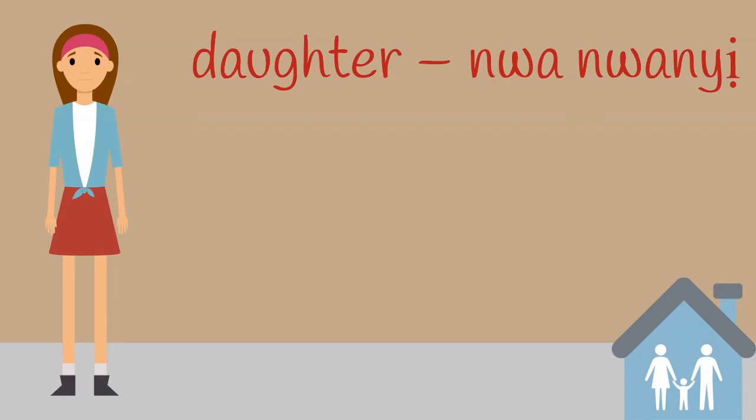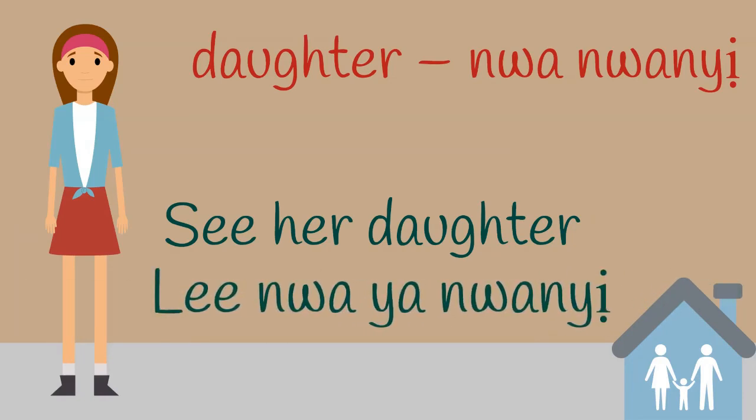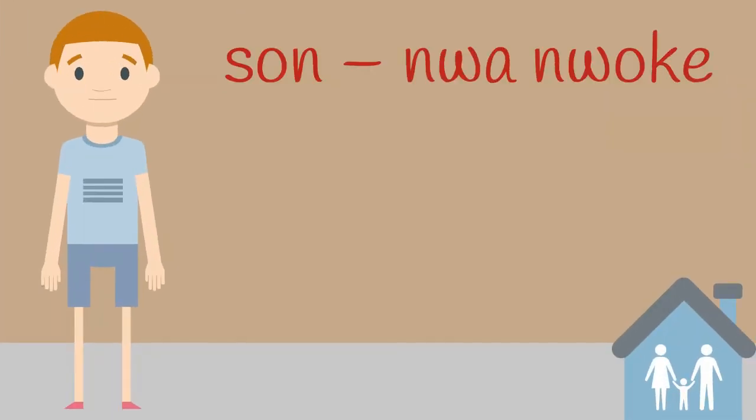Nwa nwanyị. If you want to say see her daughter in Igbo, it's lee nwa ya nwanyị. Nwa nwanyị, daughter. Son, nwa nwoke. That is a child or a baby that is a male.